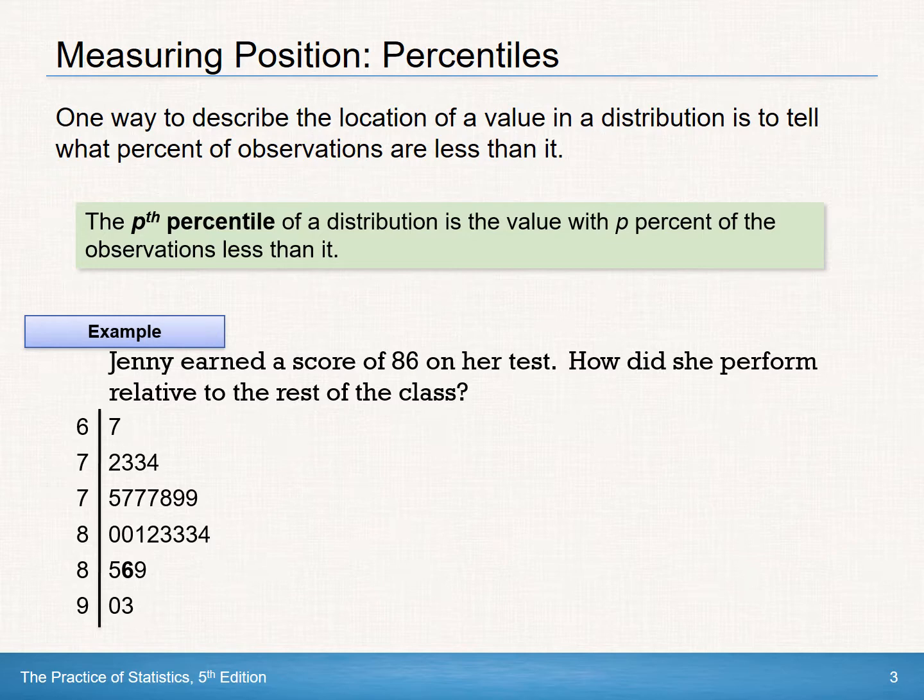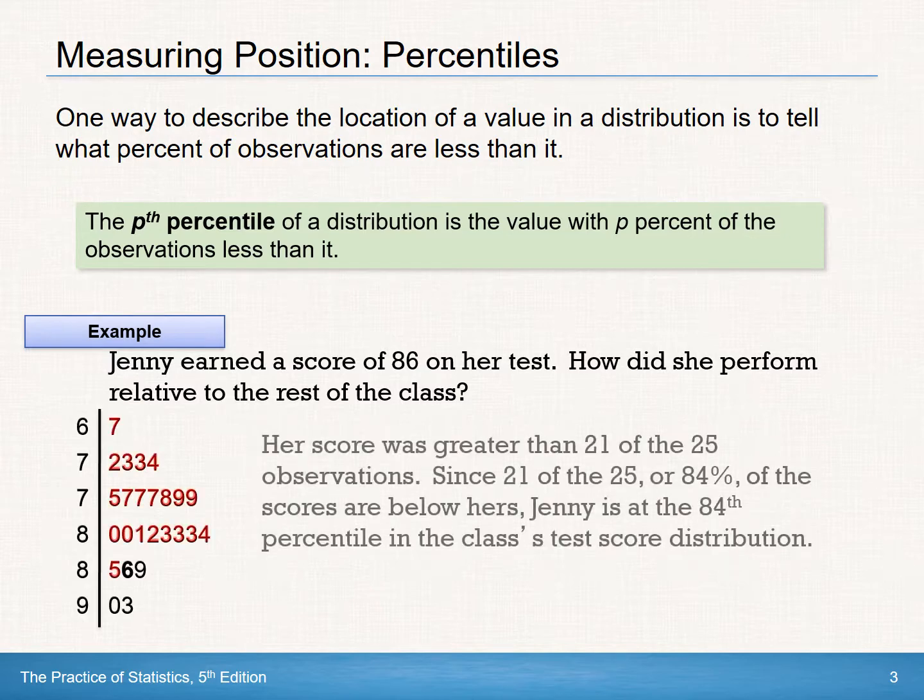So Jenny earned a score of 86 on her test. How did she perform relative to the rest of the class? So we can see Jenny's grade on this stem and leaf plot of 86. And her score was greater than 21 of the 25 observations. Means that there were 21 people below her with lower scores. And 21 divided by 25 is 84%. So Jenny is at the 84th percentile in this class's test score distribution.